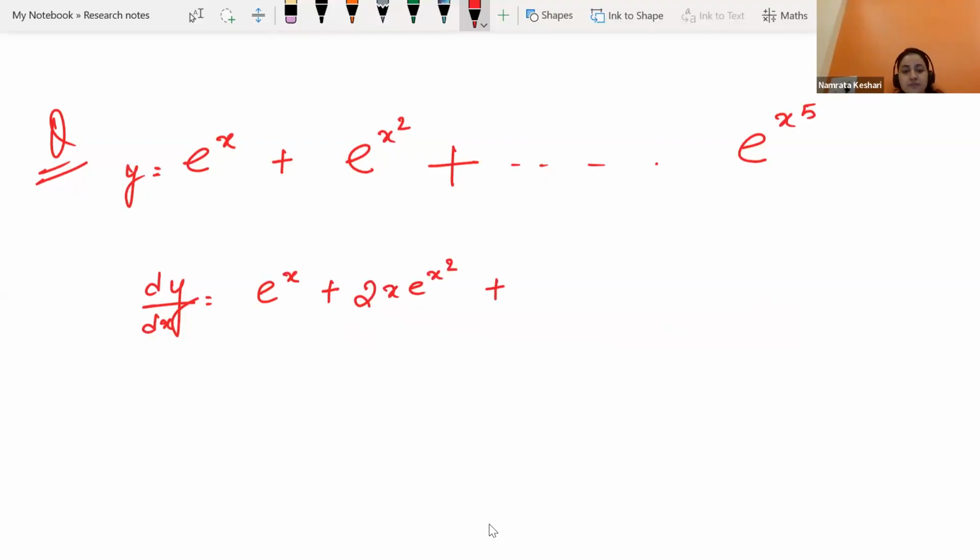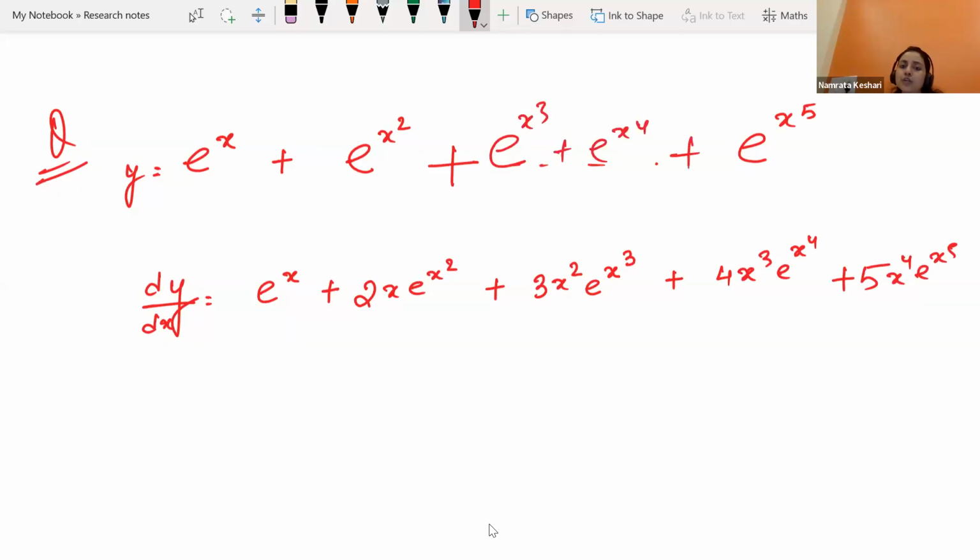Plus 3x squared into e raised to x cubed, then 4x cubed e raised to the power x to the 4, and then 5x to the 4 and then e raised to x to the 5. Here, if the question is given like this, we understand e to the power x square is there, then e to the power x cube will be there, then x to the power 4 will be there, and then 5 is there. Okay, and we need to do the derivative of all. And since plus plus is there, so part by part we can do the derivative. Okay.